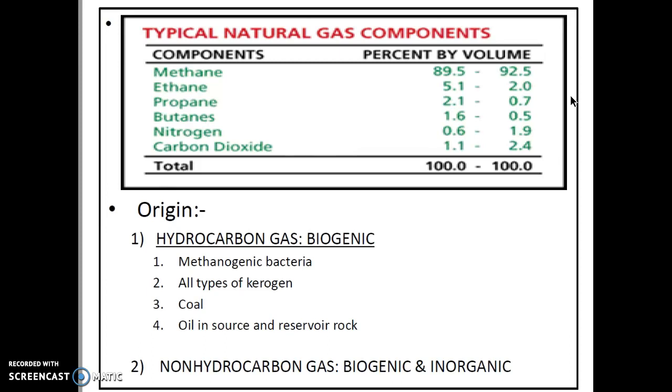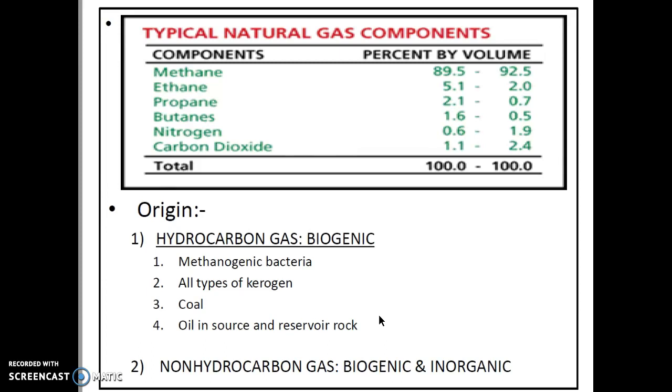The major sources of the hydrocarbon gas all come from the biogenic, both for hydrocarbon and non-hydrocarbon as well, which come from the decomposition of organic matter in the earth crust. So for the biogenic, we do have 4 sources. First is from the methanogenic bacteria process. Second is from all types of kerogen, the third one is from the coal itself, and the fourth one is the oil in source and reservoir rock.